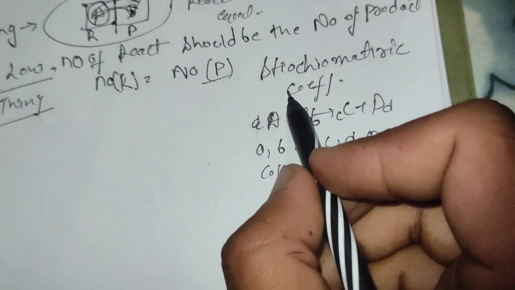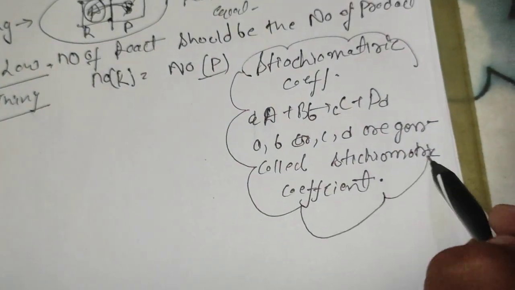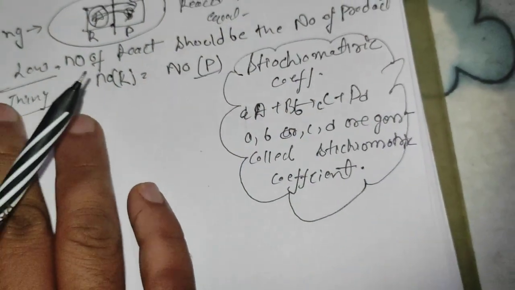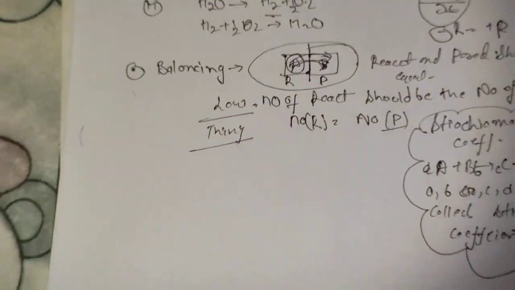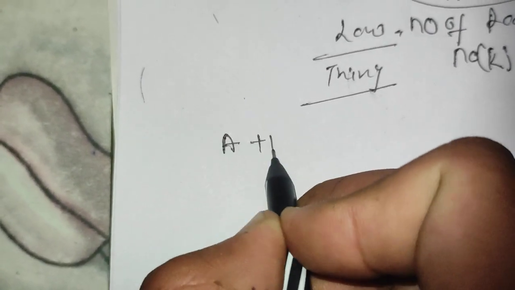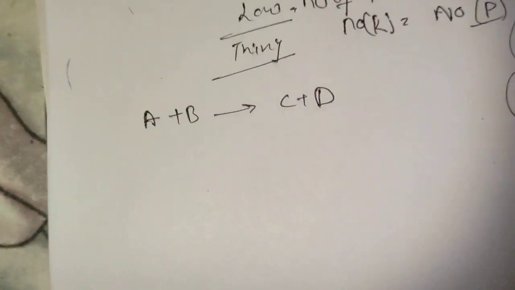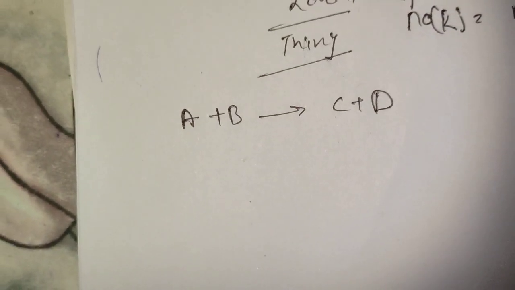Okay, this is the overall stoichiometric coefficient. This is the overall. Okay, now we balance the chemical equation. So now we have, for example, an equation A and B and C and D. So how do we balance the chemical equation? Can you think about it again?